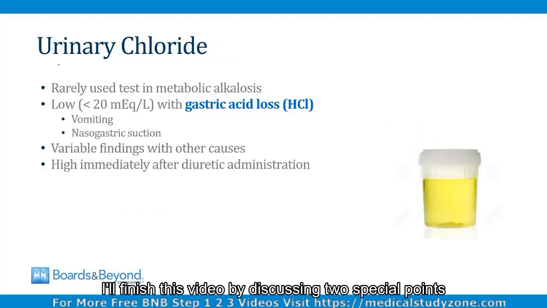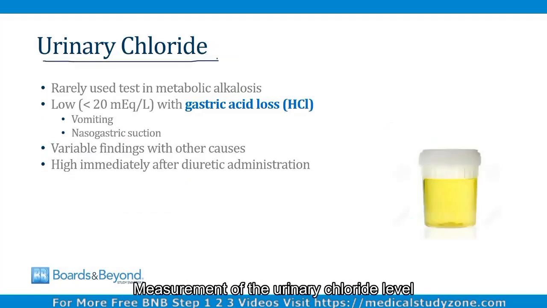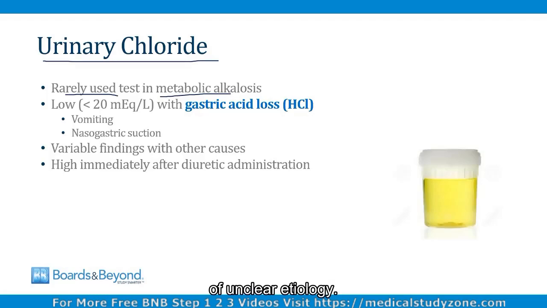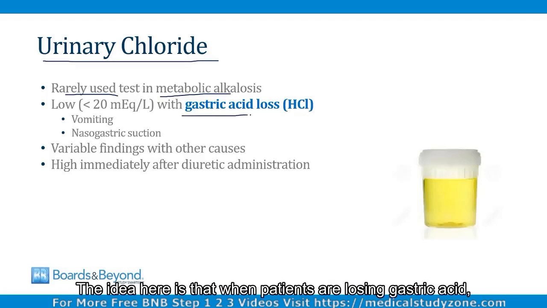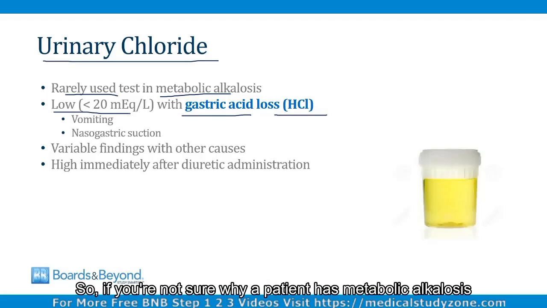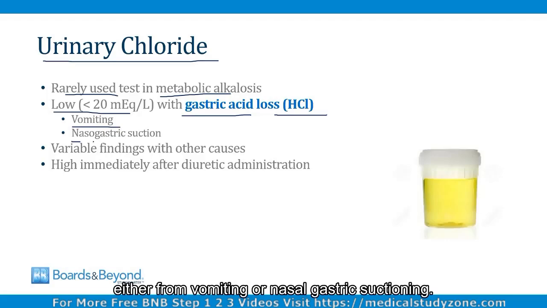I'll finish this video by discussing two special points related to metabolic alkalosis, and the first one is the urinary chloride test. Measurement of the urinary chloride level is a rarely used test when patients have metabolic alkalosis of unclear etiology. The idea here is that when patients are losing gastric acid, they lose chloride. As a result, the urinary chloride will be low. So if you're not sure why a patient has metabolic alkalosis and the urinary chloride is low, that suggests that that patient is losing HCl from the GI tract, either from vomiting or nasogastric suctioning.